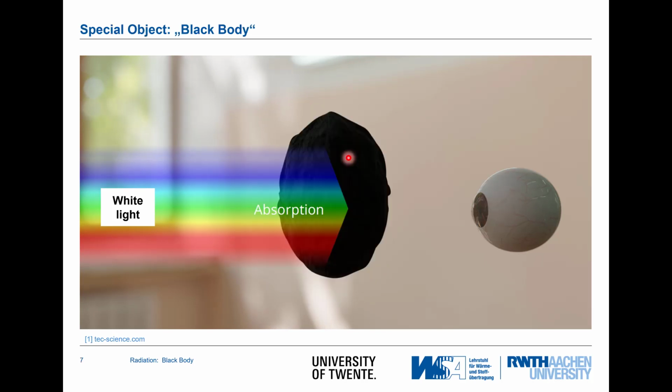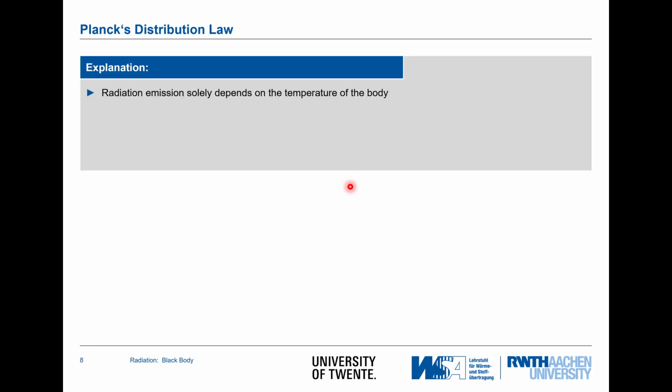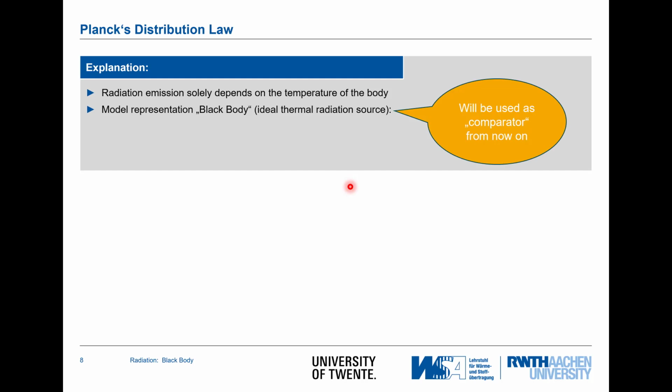Now, we will use a special object throughout in radiation, and that's a so-called black body. It's indicated here that a black body absorbs all incoming radiation. So the only radiation that we can perceive from a black object is what the object emits due to its own temperature. And so this radiation emission solely depends on the temperature of the body. This black body is an ideal thermal radiation source that we use from now on as comparator or reference. And important as definition for a black body, all incident radiation is absorbed.